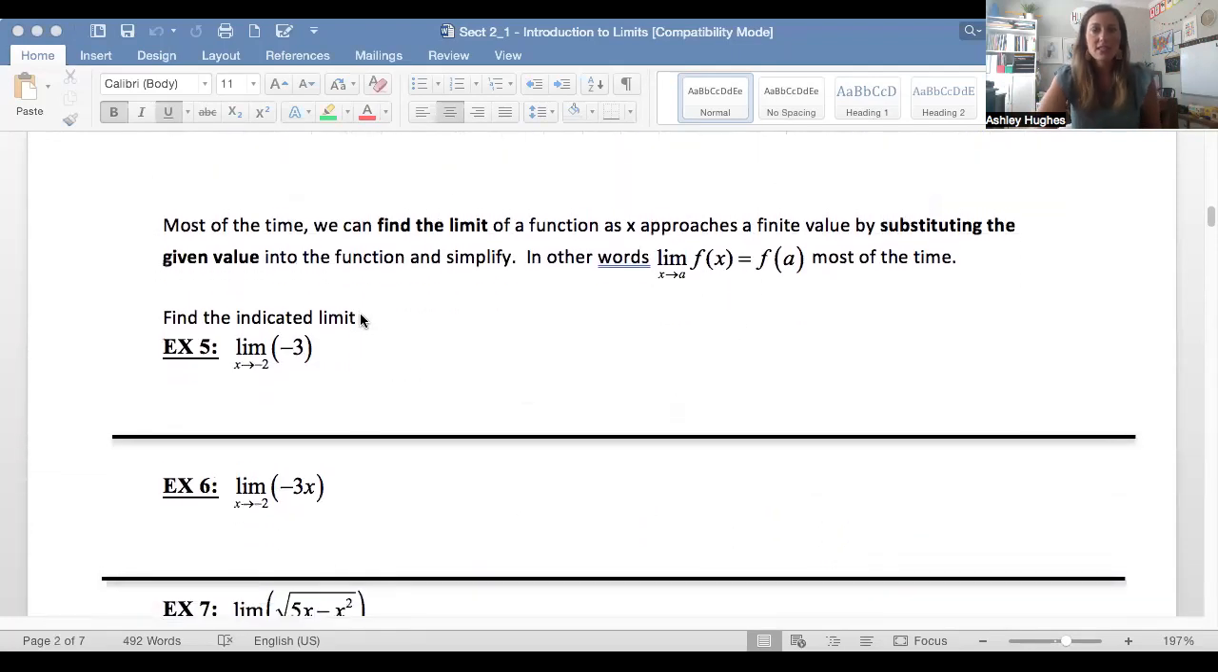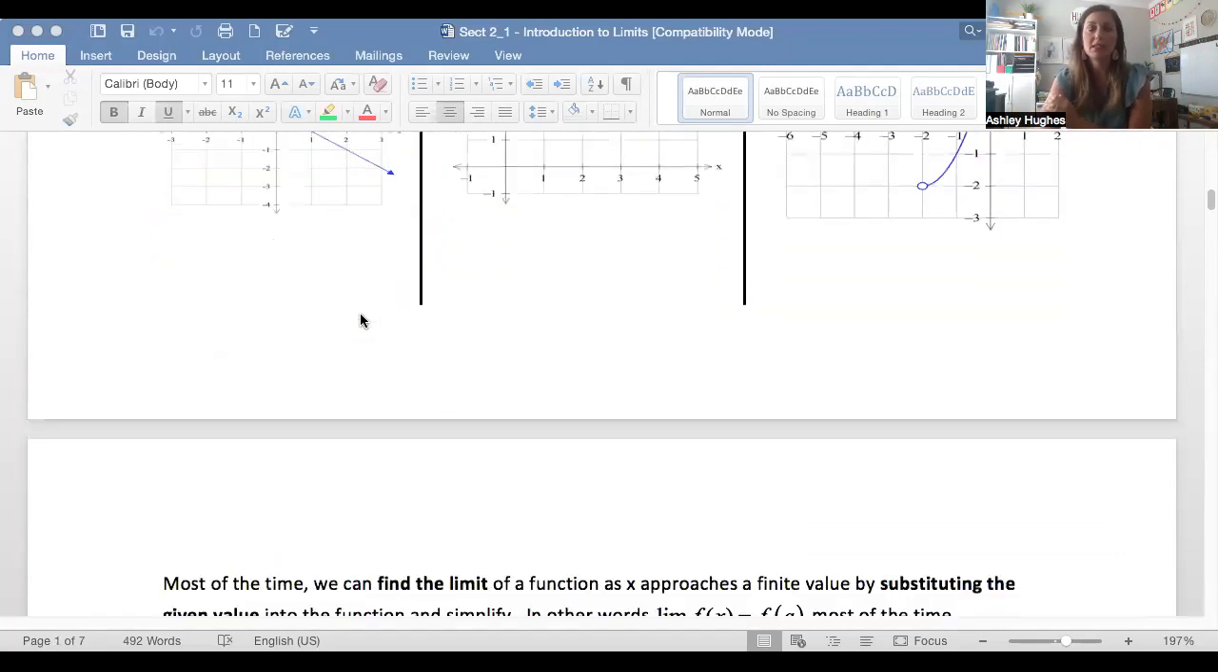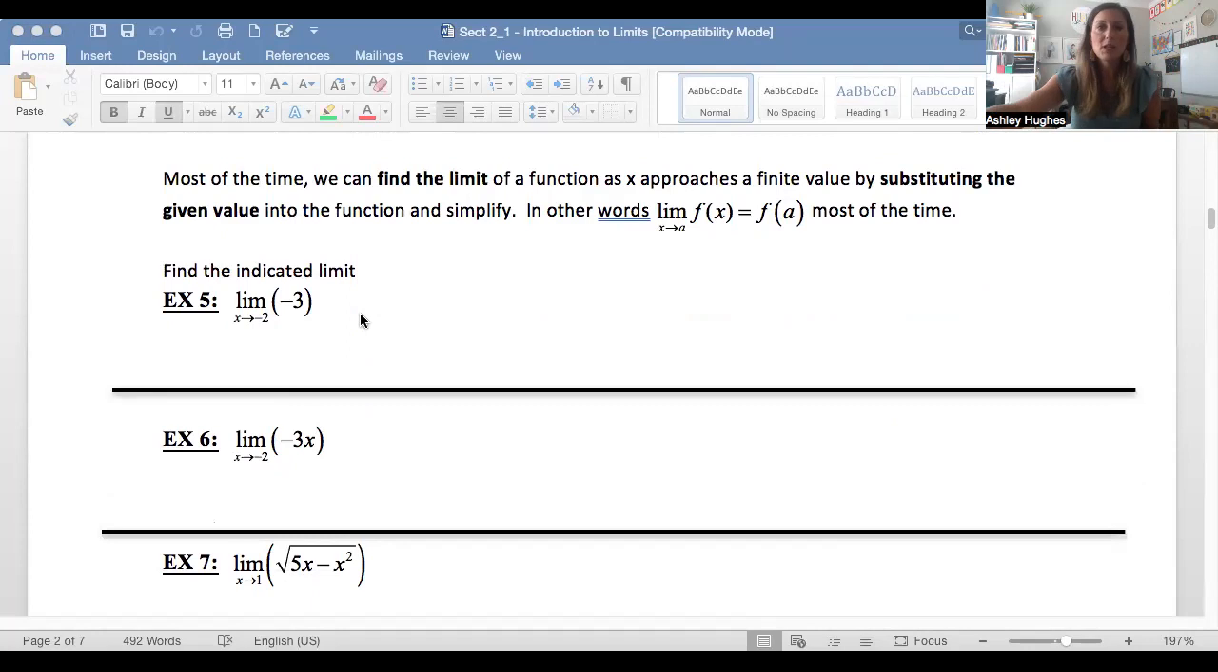Now, this is if we're going to find the limit analytically. So here was graphically. Here is, we're going to attempt to plug into the function.